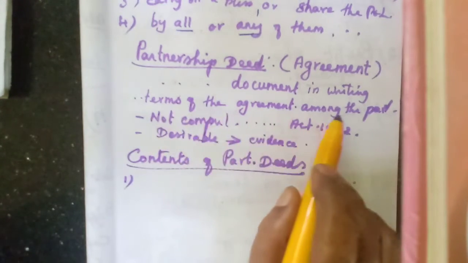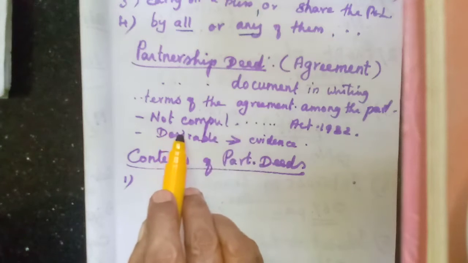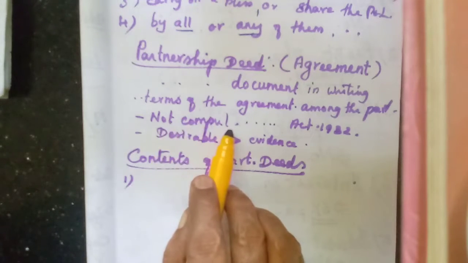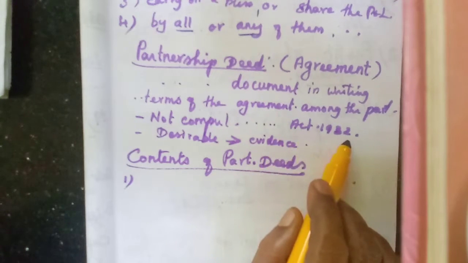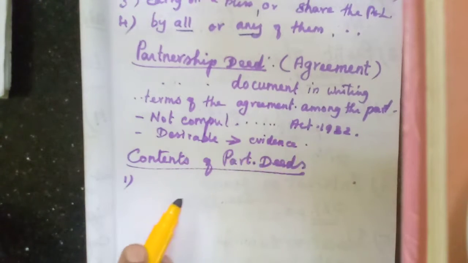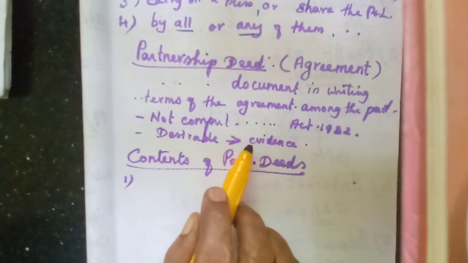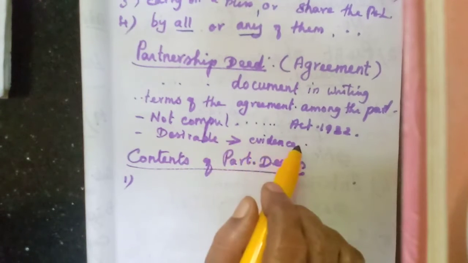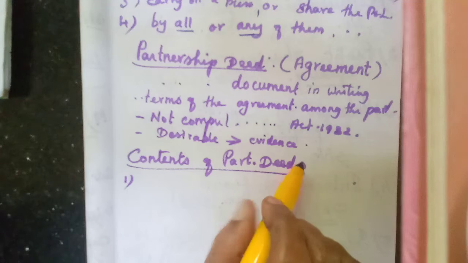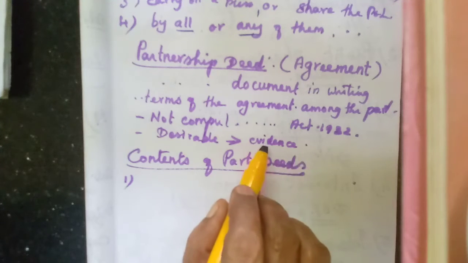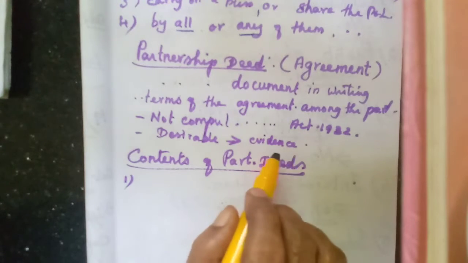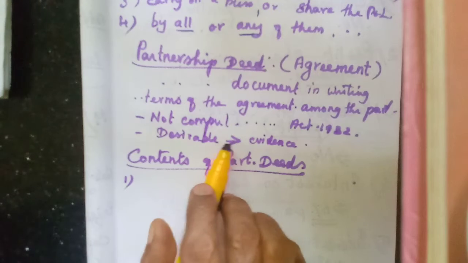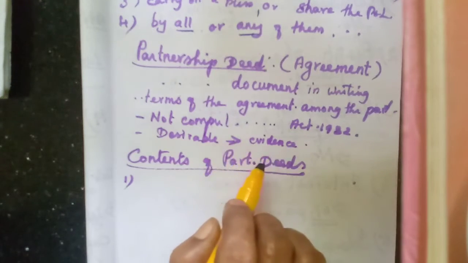The terms of agreement among all the partners, and it is not compulsory at all. By the Partnership Act 1932, it is not compulsory, but it is advisable or desirable to have a partnership deed in order to keep this as evidence for future, either for disputes or for any references. So they prefer to have a partnership deed.